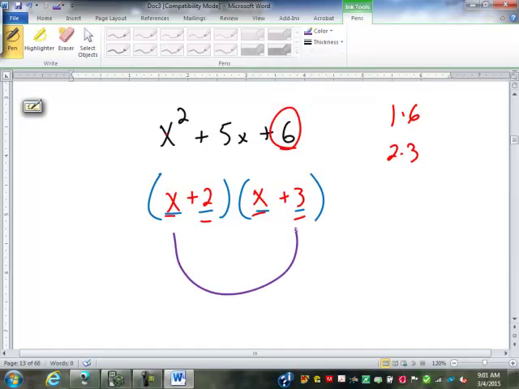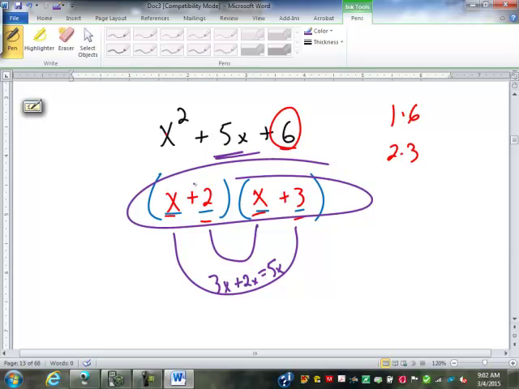On the outside we have x times 3 is 3x. On the inside, 2 times x is 2x, so plus 2x, which adds up to 5x. Is that what we wanted? Yes, it is. So x plus 2, x plus 3 is the factoring of that. x plus 2 times x plus 3.